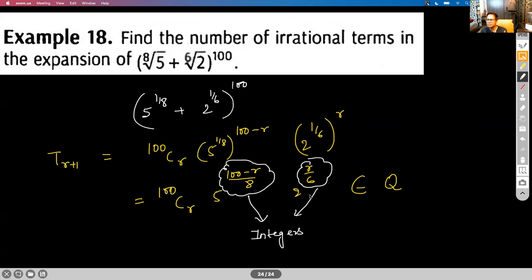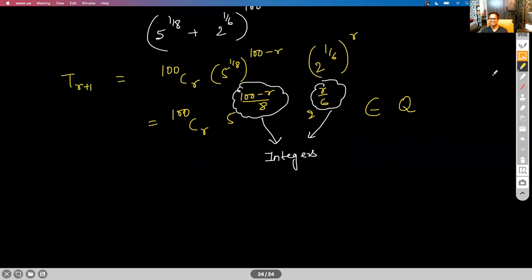For example, let's say both of them contribute root 2, root 2. Then root 2 times root 2 may become 2, which is a rational number, but even that is not going to happen. So the only way to ensure that this term remains a rational number is by ensuring the powers of 5 and 2 remain integers. Now we have to figure out how many r's exist between 0 to 100. Please note that your r can go from 0 to 100, for which both of them are integers.